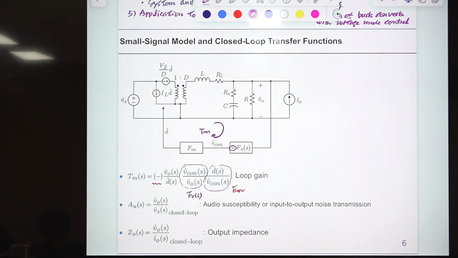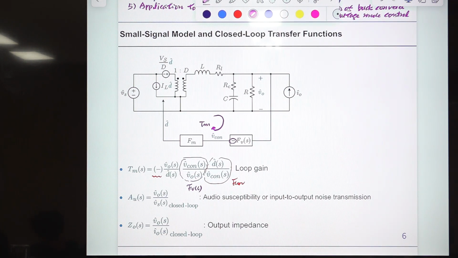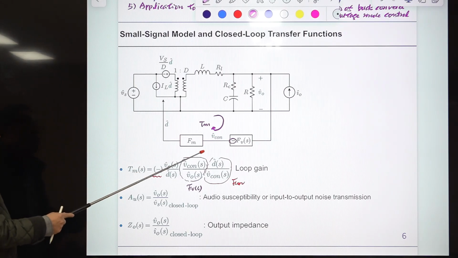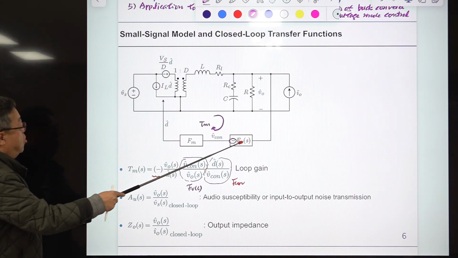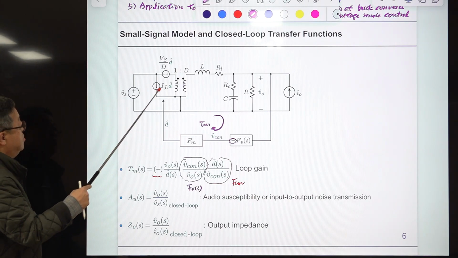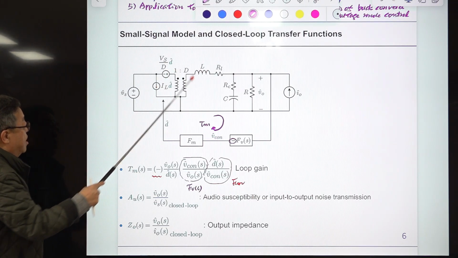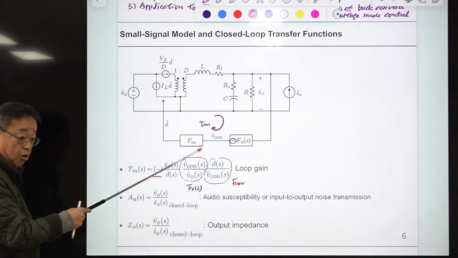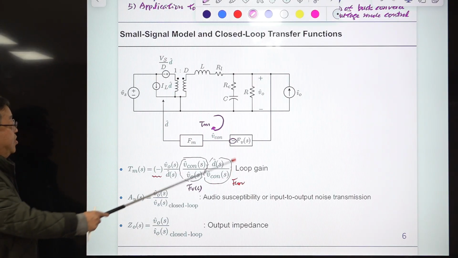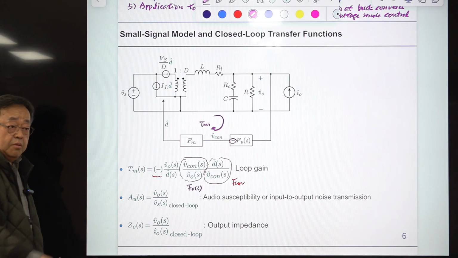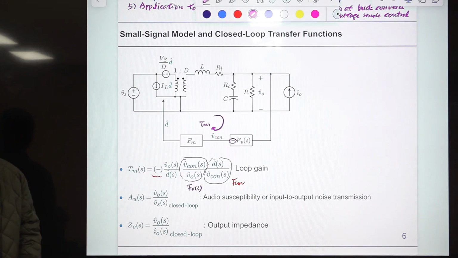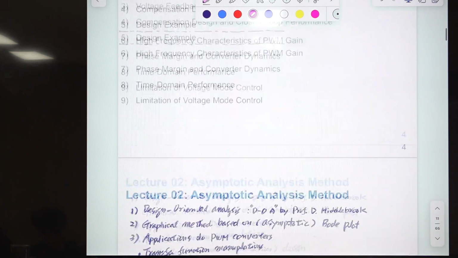So you need some information about the small signal model of a closed loop controlled PWM converter. This is the voltage mode controlled buck converter. This is the small signal model of the power stage, this is the small signal model of the modulator, and this is the small signal model of the voltage feedback circuit. So try to compare this with this.